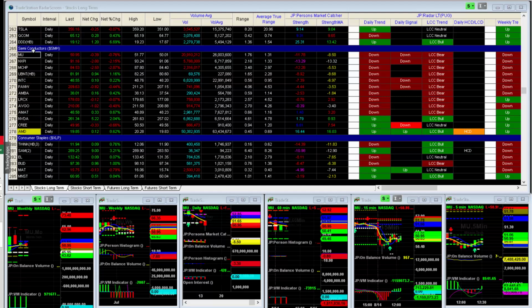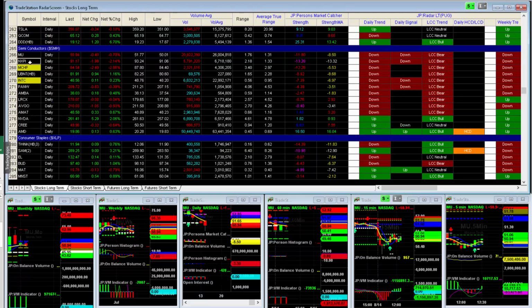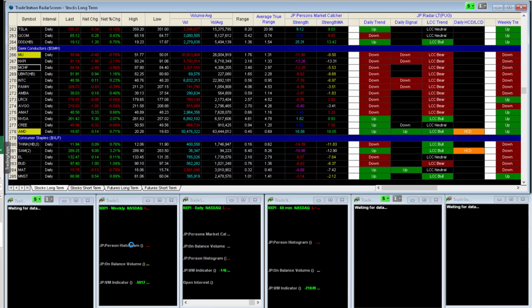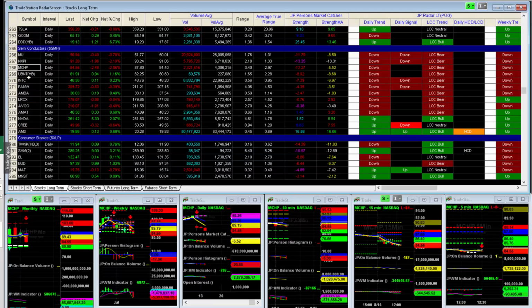So, I mean, if you just humor me here, look at it without getting up into every single chart. When I click on a symbol here, it reflects in the charts below. And you can see this is the weekly chart right there. The weekly trend is down on Micron. NXP Semiconductors, look at that weekly trend, down. Microchip, look at that weekly trend, down.